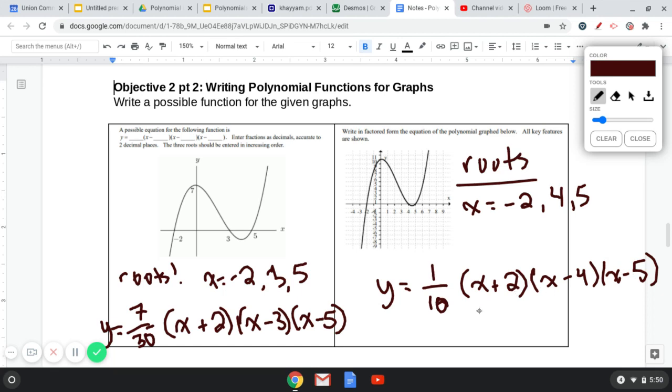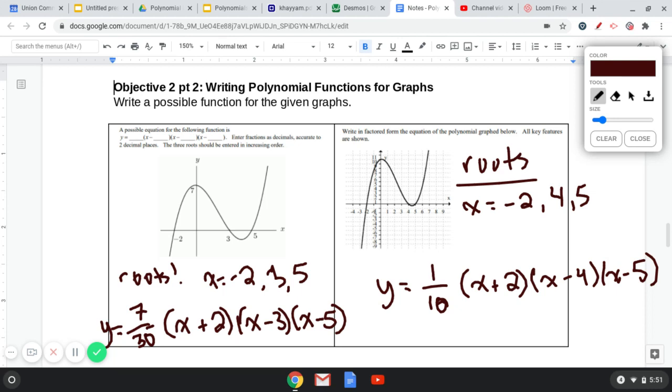x plus 2, x minus 4, x minus 5. So what's really important are the x-intercepts and the y-intercept. That's how we're really going about solving this. And what degree it is. So our function that we wrote is degree 3, and this one is also degree 3 up here because we start low and then we go up high, so we go from third quadrant to first quadrant.